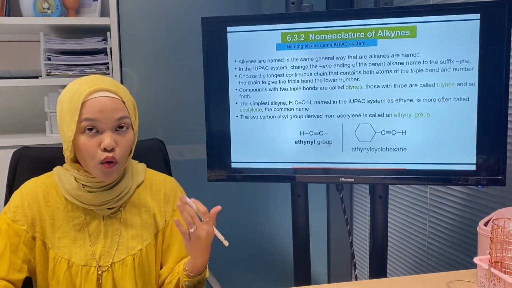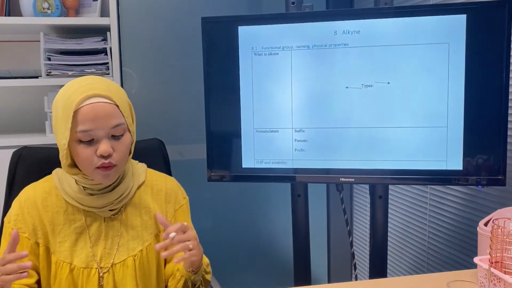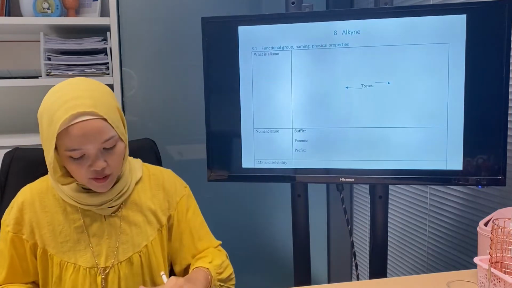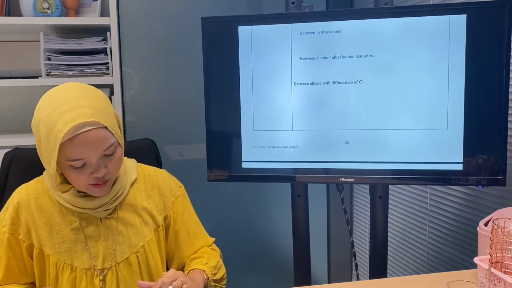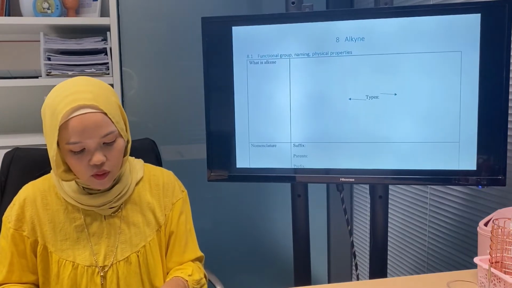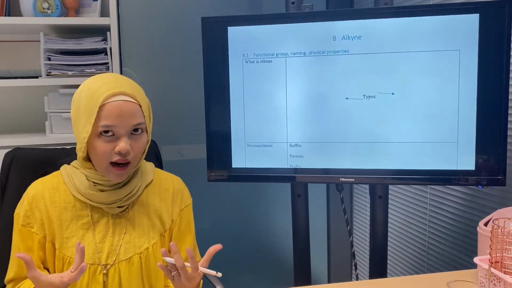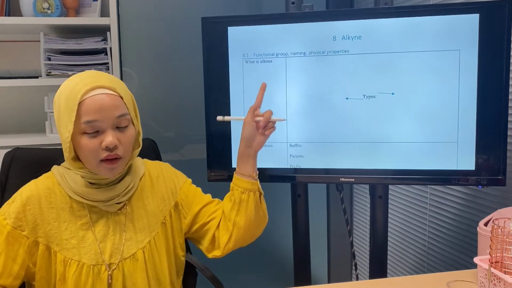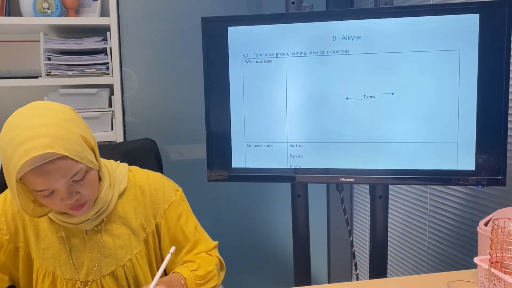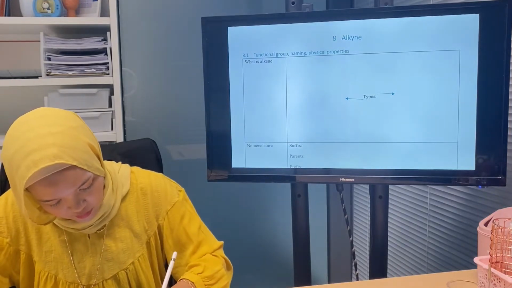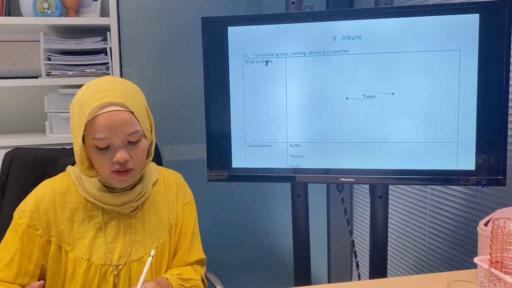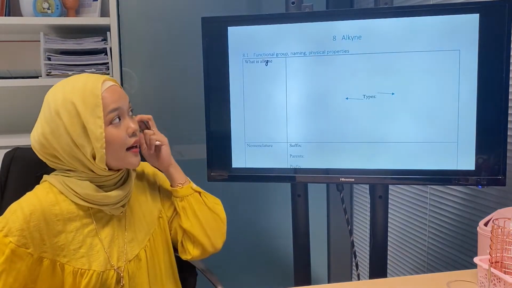So let us go to the handouts and try to complete them. This is part 8, on page 26. Let us look at what an alkyne is. Please correct this, I'm sorry. Wait, let me correct this one. This should be alkyne.